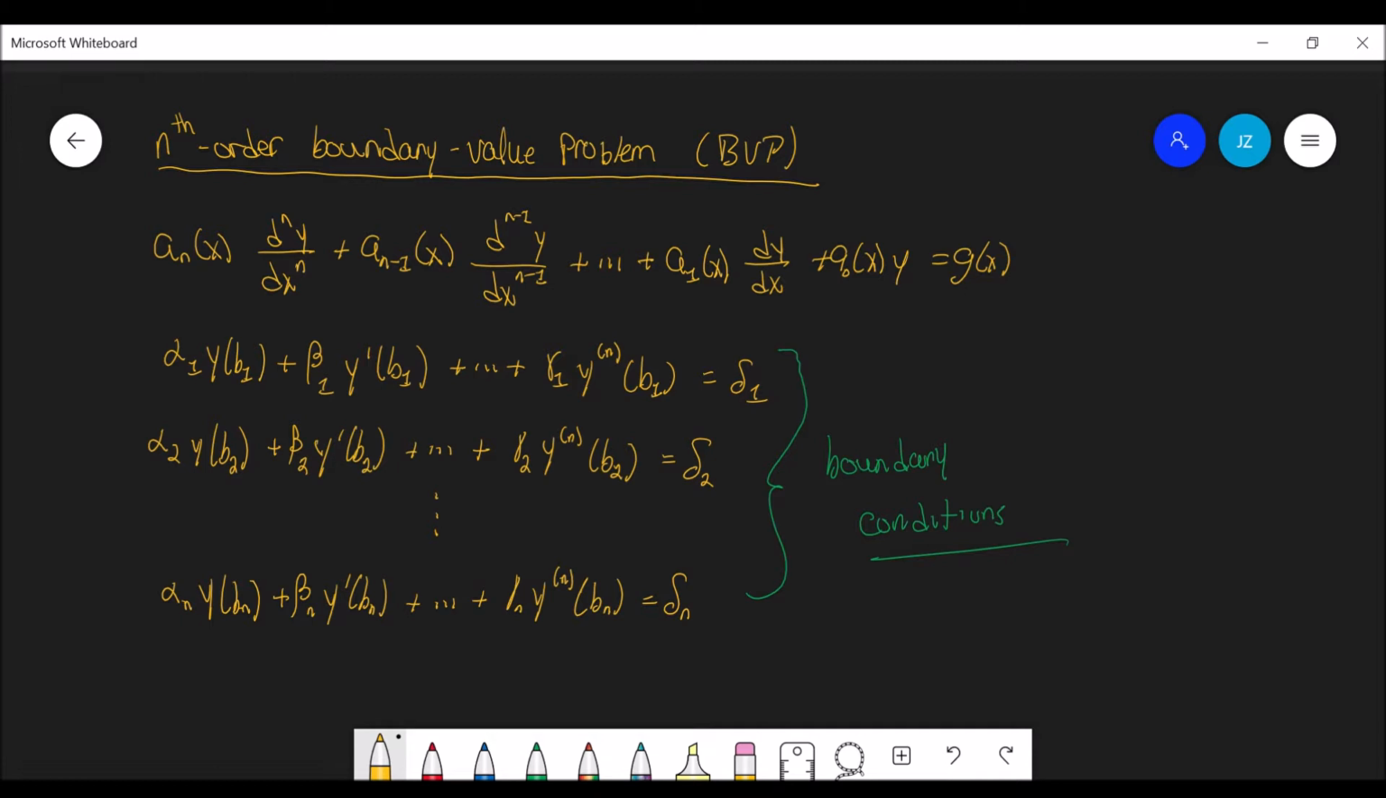Now, unlike an initial value problem, boundary value problems can be really difficult to solve. For purposes of this course, we will really only be considering initial value problems.